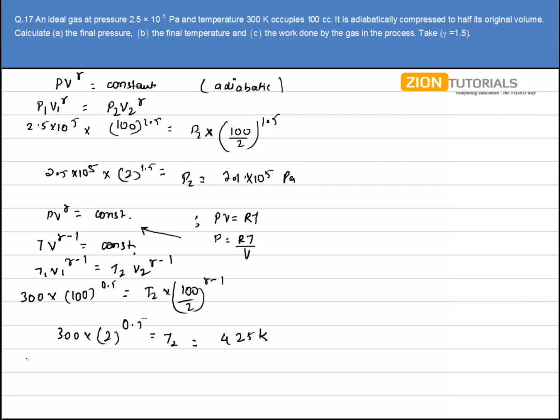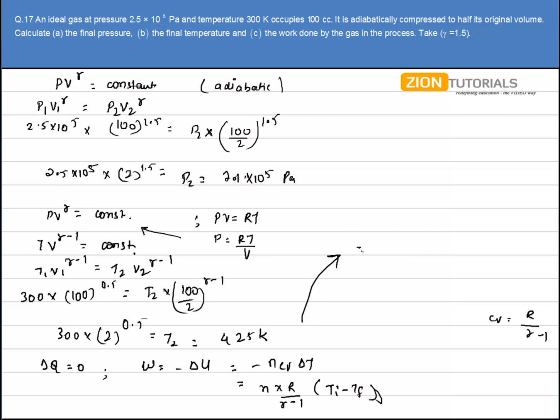In the third case, we have to calculate the work done. Now since it is an adiabatic process, the change in heat will be 0. So work done will be equal to minus of change in internal energy, that is given by minus of n Cv delta T. So Cv is given as R by gamma minus 1. So n × R by gamma minus 1, and it will be minus delta T, so it can be written as initial temperature minus final temperature. So I'll substitute the values.